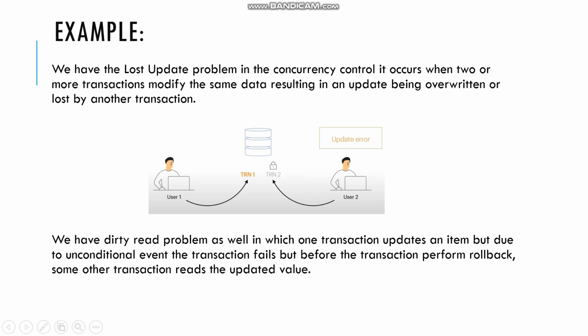Then there is another example, the dirty read problem, in which one transaction updates an item, but due to some unexpected events like a lock system event, the transaction fails, but before rolling back, the update made in the second one is read by another transaction, let's say the third transaction, so it creates a very big problem.